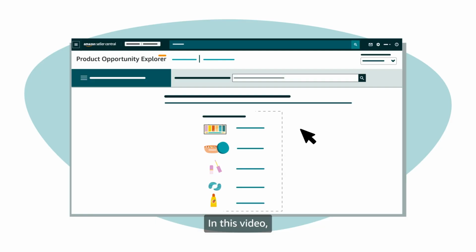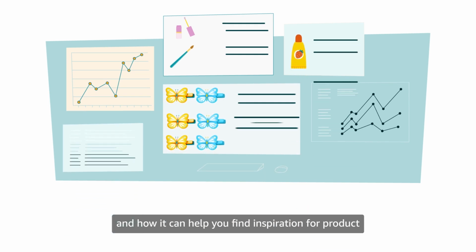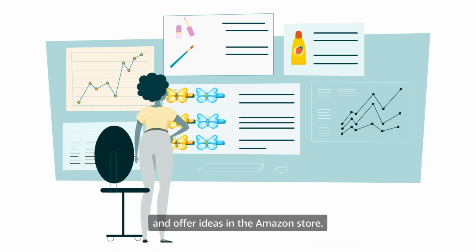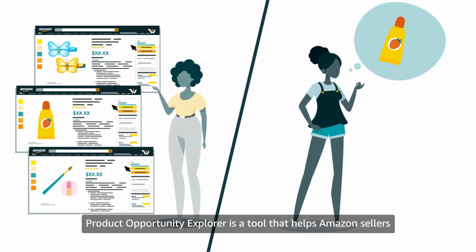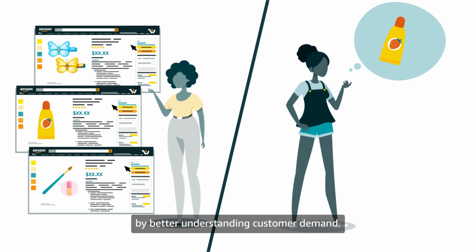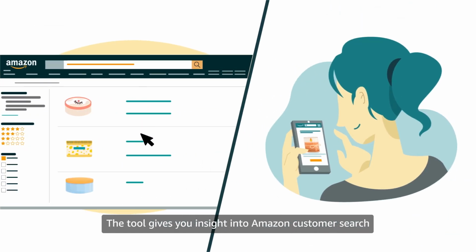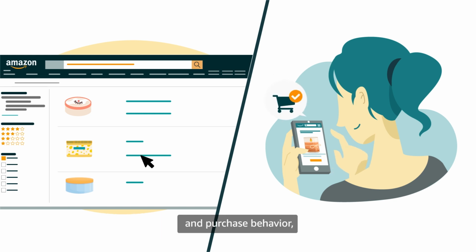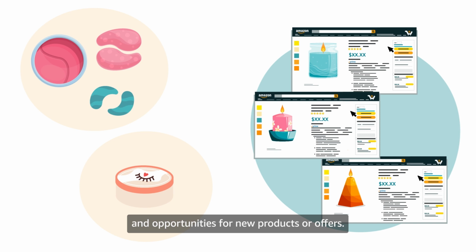In this video, we'll provide an overview of what Product Opportunity Explorer is and how it can help you find inspiration for product and offer ideas in the Amazon store. Product Opportunity Explorer is a tool that helps Amazon sellers generate new product or offer ideas by better understanding customer demand. The tool gives you insight into Amazon customer search and purchase behavior, which you can use to identify unmet customer demand and opportunities for new products or offers.